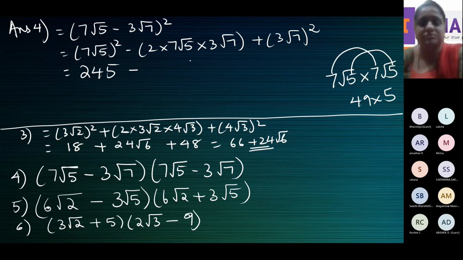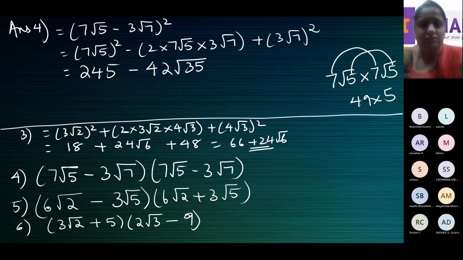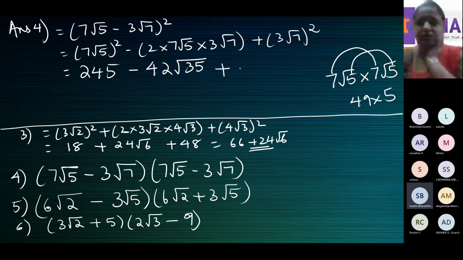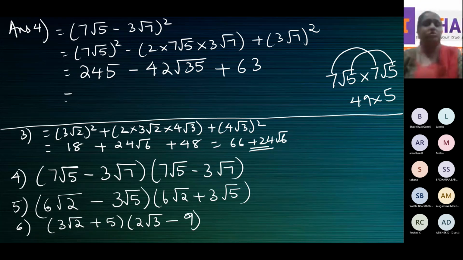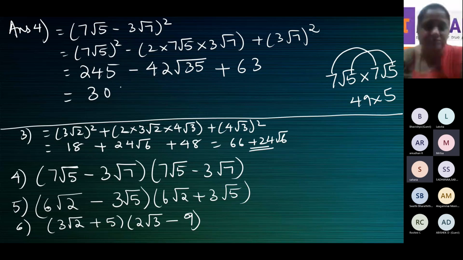Minus, what is this? 42 root 35, because 5 sevens are 35 under the square root. 42 root of 35, correct? Yes, ma'am. 63. 7 nines are 63, very good. So what is 245 plus 63? 308. 308 minus 42 root 35.